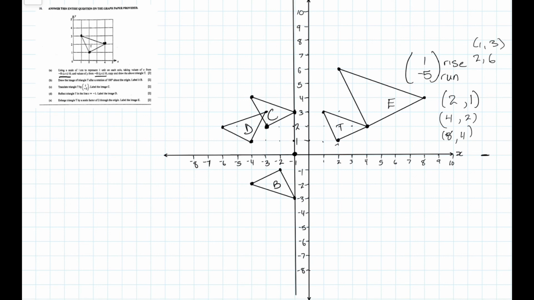So as you can see here, we did a few graph translations, we did a rotation, translation, reflection, and enlargement by a scale factor. And that is how we do these graph questions.